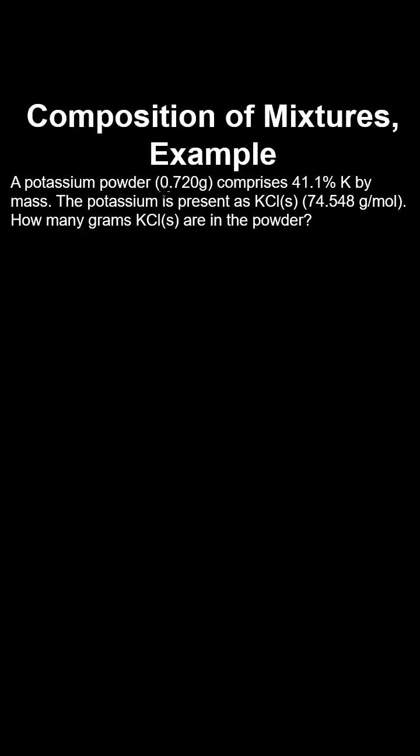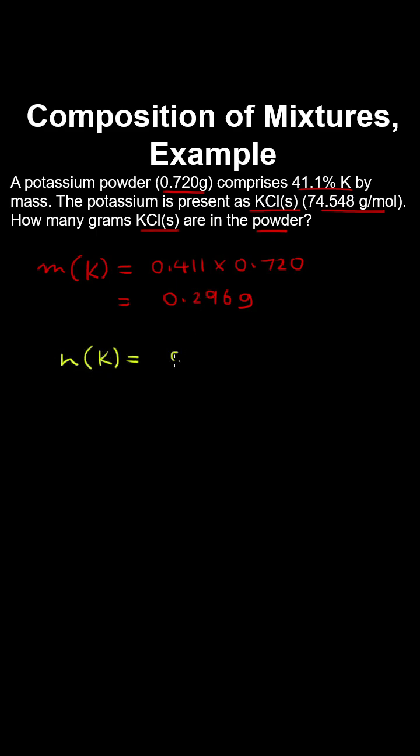A potassium powder comprises 41.1% of potassium by mass. Now the potassium is present as potassium chloride as a solid, which has the following molar mass, and how many grams of potassium chloride are in the powder? Well, we can obtain the mass of potassium using the percentage, and then we need to convert this into a number of moles of potassium, which is the mass of the potassium over the molar mass of potassium, which we can obtain from the periodic table.